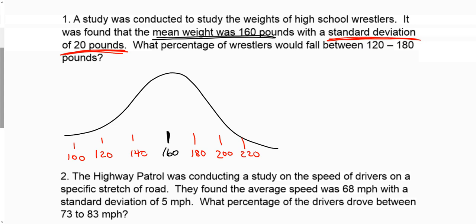So it says, what percentage of the wrestlers would fall between 120, so from here, all the way up to 180, to here. So if you look at the chart that's on the back, the poster in the back that I posted up, this is 34, this is 34, what's the next one, 13.5?